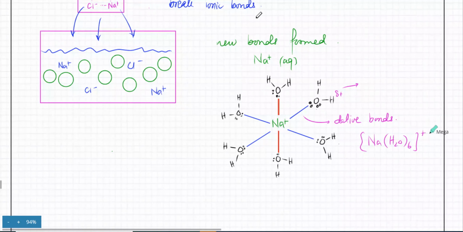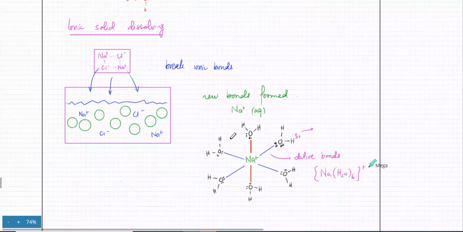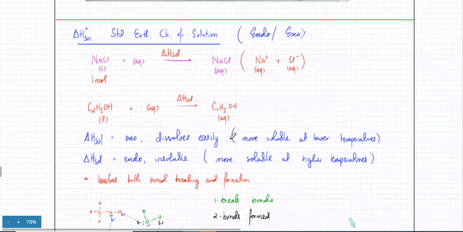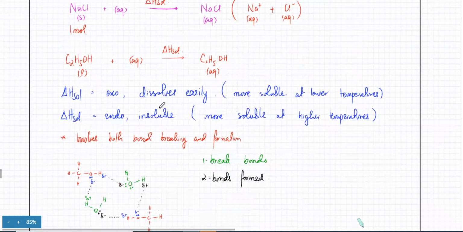So let's leave this here. I just wanted to show you, this is important. Just remember this one. We're going to come back to this. So what is enthalpy of solution? It's when 1 mole of a substance simply dissolves in water. And it could be exo, it could be endo, and it involves both bond breaking and formation.